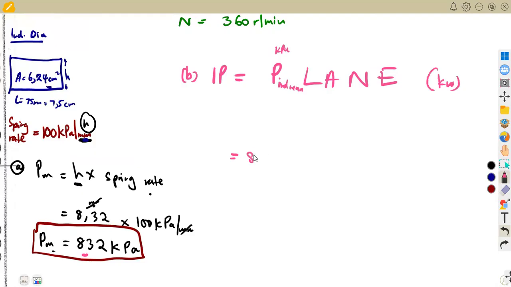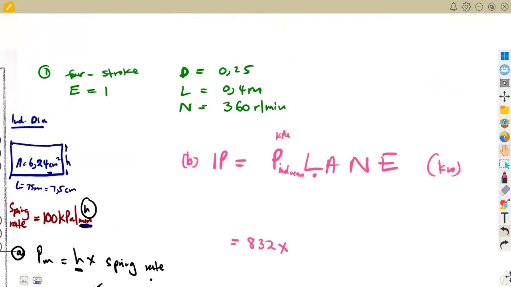So this is 832. All right, let's fill in our information, times the stroke length, not the length on the diagram. No, the stroke, we are back to the cylinder as it is. The stroke length of the cylinder in meters, that's 0,4. Remember, the area when given a diameter is what? Pi d squared over 4. So that is going to be pi times 0,25 squared over 4, times n.